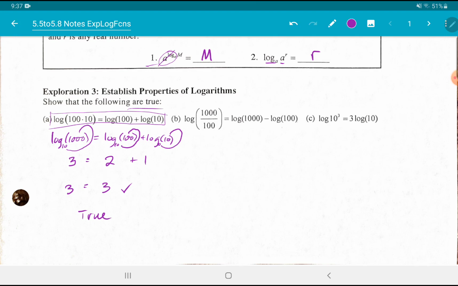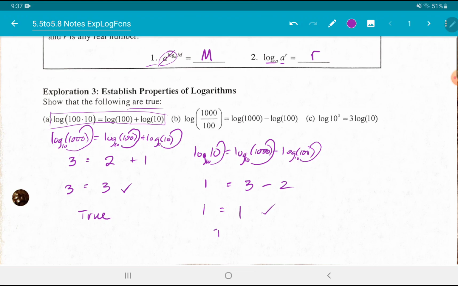Okay? As we take a look at b, we have log of 1,000 divided by 100. 1,000 divided by 100 gives us the value of 10. We know that on the other side we have log of 1,000 minus log of 100. And if we find each of these values, remember these are all base 10s if there's no number written there. So 10 to what power equals 10? That would be 1. 10 to what power is equal to 1,000? That would be 3. 10 to what power is equal to 100? That would be 2. So 1 is equal to 3 minus 2? Yeah, that is 1. So we also see that this property also holds true.